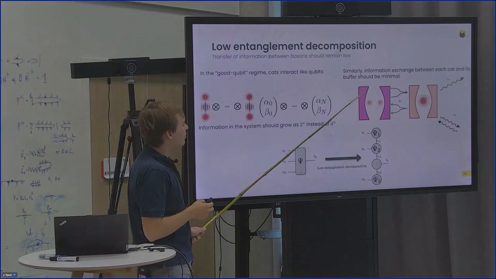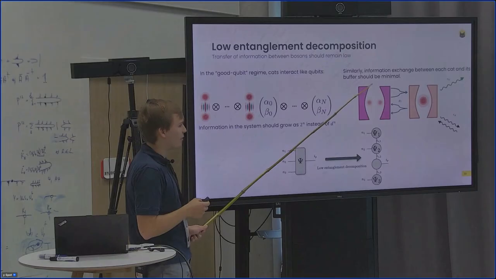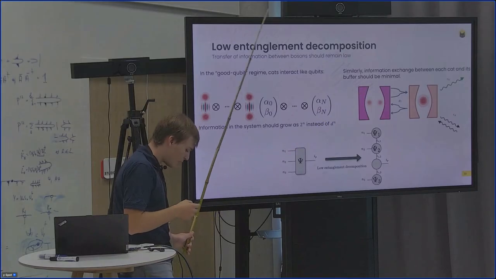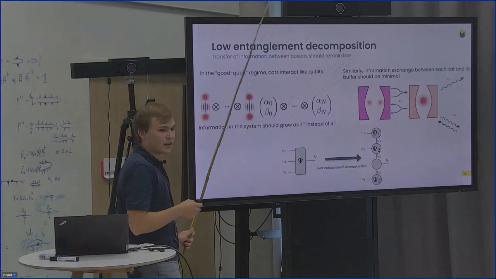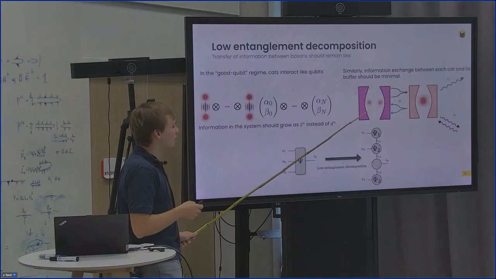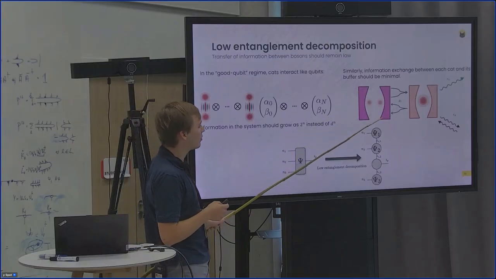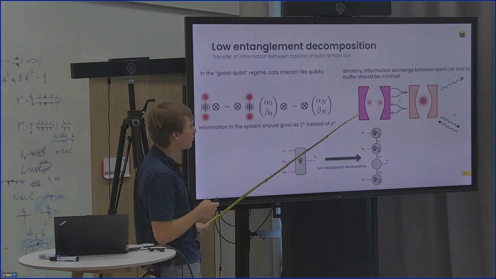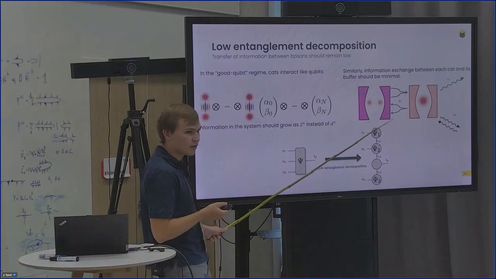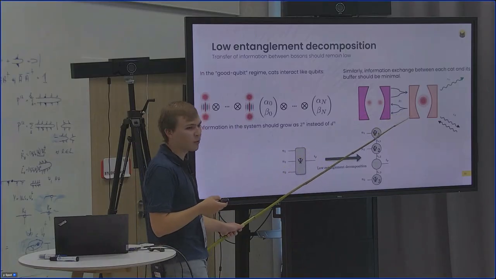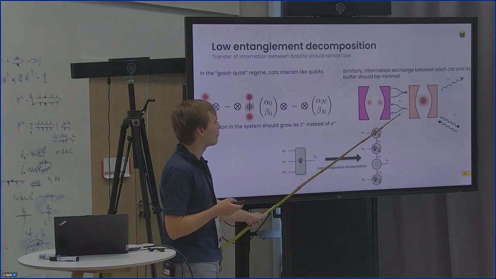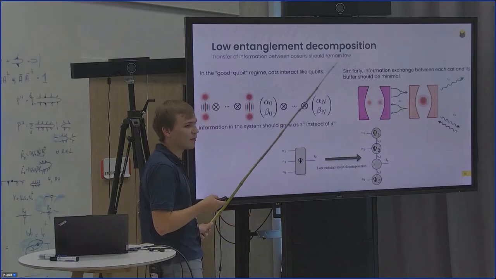And if you think back to the buffer cavity cat I presented earlier, in the physical case, I explained that the way it works is that the environment is oblivious to the state of the system. So this means that you have almost no exchange of information between, for example, here the buffer cavity and the cat qubit cavity.